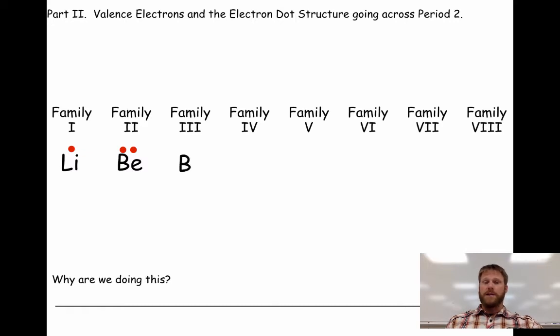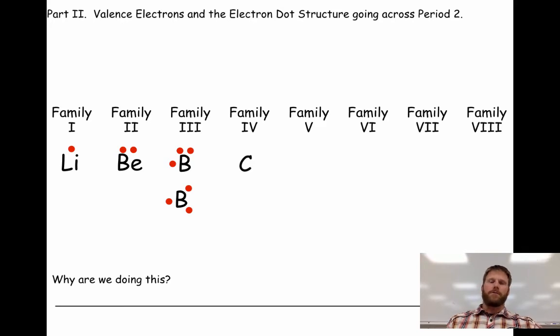Family number 3 is boron. Boron has 3 valence electrons, 2 in the s, so those are the 2 dots represented here, and then 1 electron in the p. Boron can also be represented by an electron dot structure by putting a dot on each side of the boron.